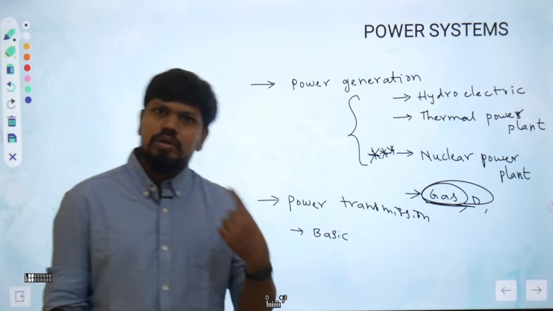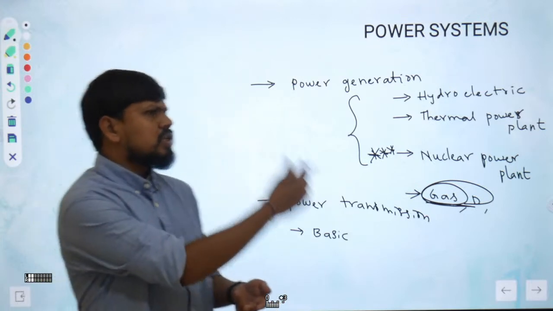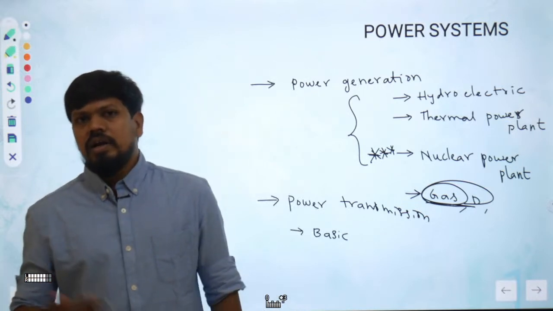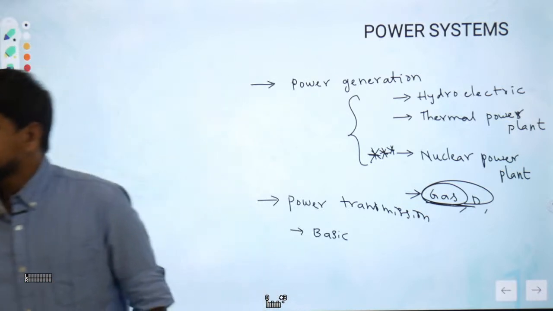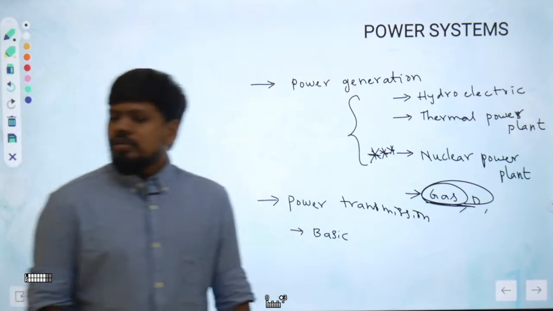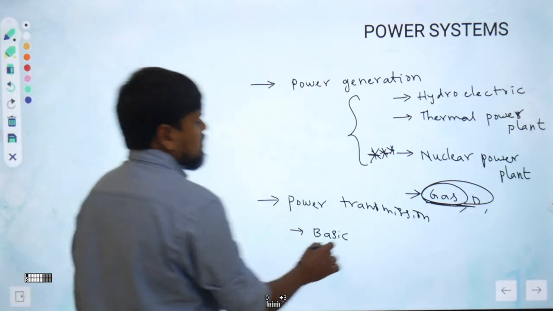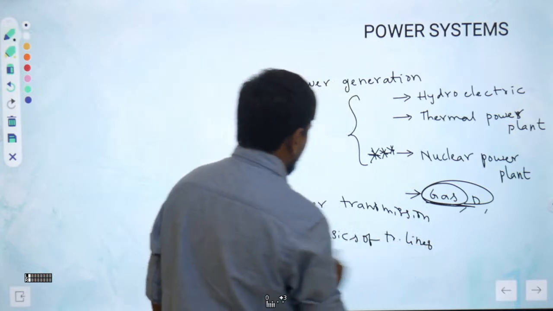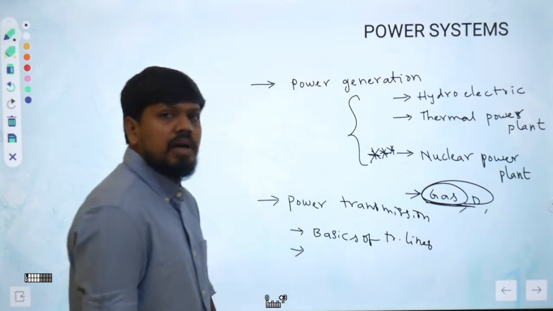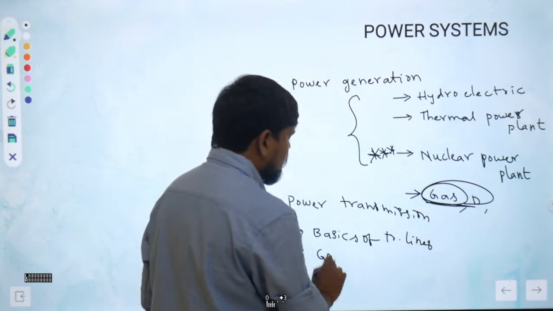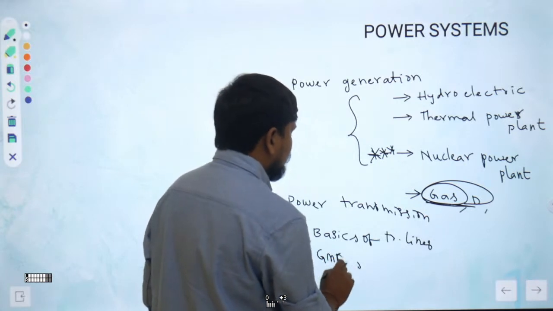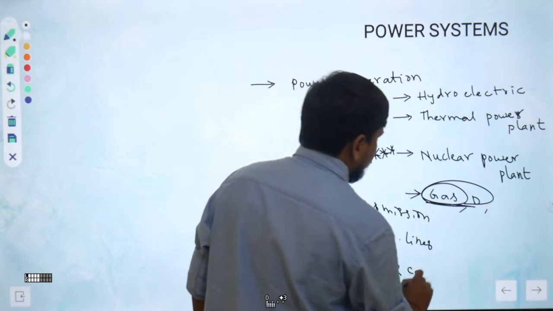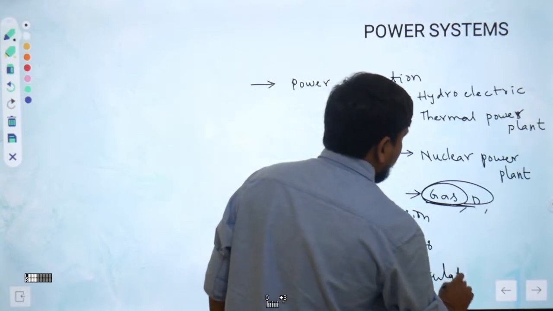If you have any doubt, or any problem understanding something, you can message in the chat box. I will be continuously monitoring and I will tell you. Understood, right? So basics of transmission lines we need to know. After that, there will be GMD and GMR calculations. Do you know about this one? GMD and GMR calculations of the transmission line.